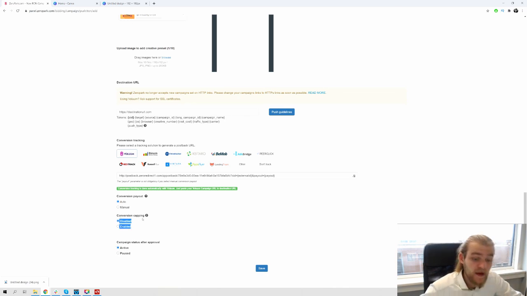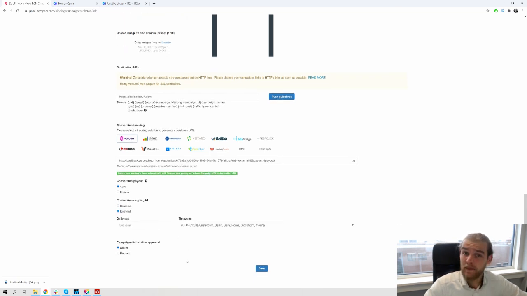And the conversion capping obviously is in use when you have an offer with an X amount of conversions per day. For example, some offers might say, okay, no more than 20 conversions, because otherwise it might be very risky, right? It might be a fraud, for example. So if that's the case and you have a cap from the offer, you would just put in enabled and put your daily cap of 20 in the case that the cap is 20. So obviously you would just take that over from your offer.